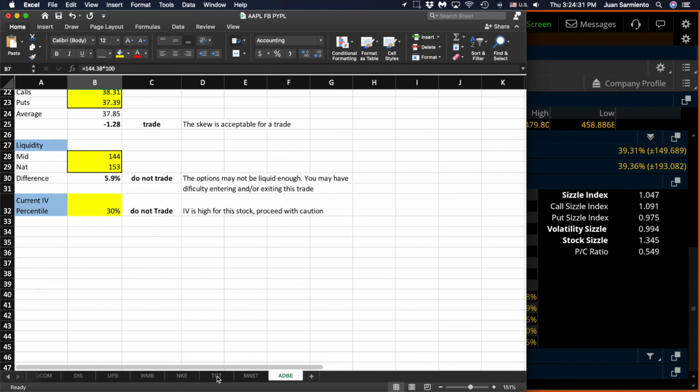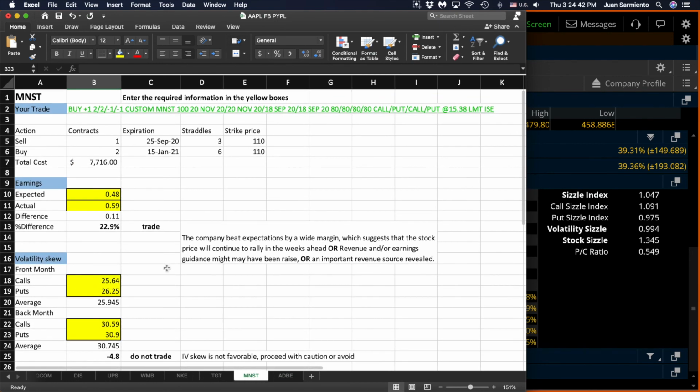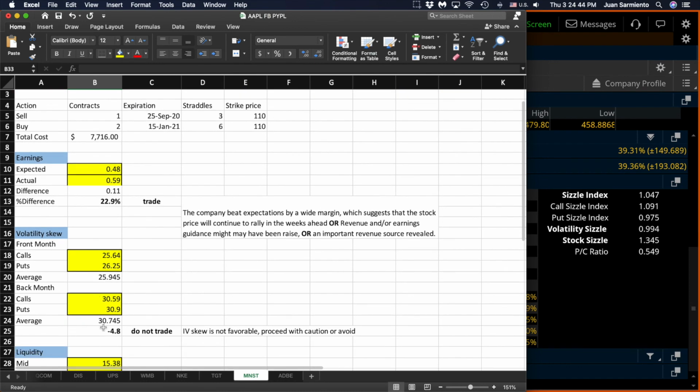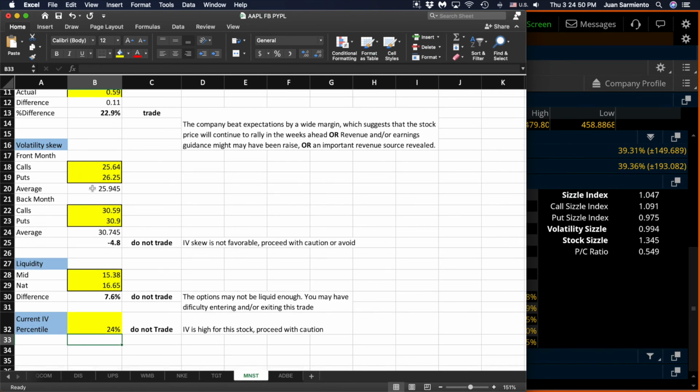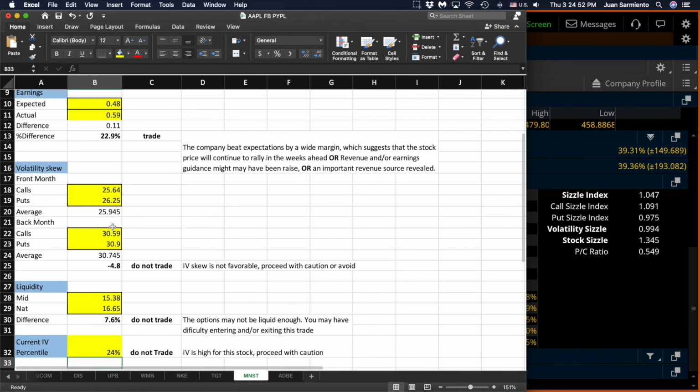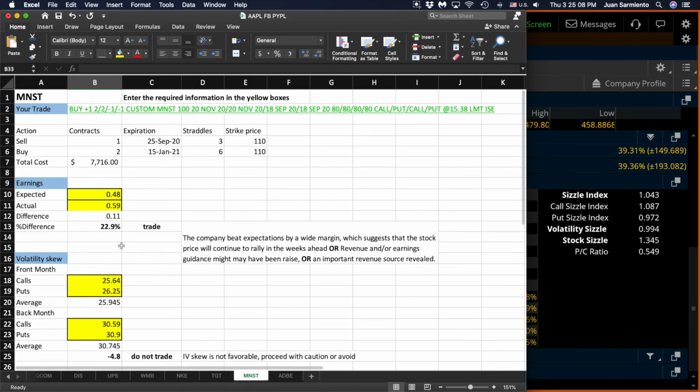I have 1, 2, 3 more trades suggested. The other ones were from previous days. So let's look at Monster here. In the case of Monster, you can see that the difference between the front month and the back month is just too large. 30% versus 25%, that's minus 5%. The maximum acceptable is minus 3% negative. So that's a little too much, so I say no on this one either.